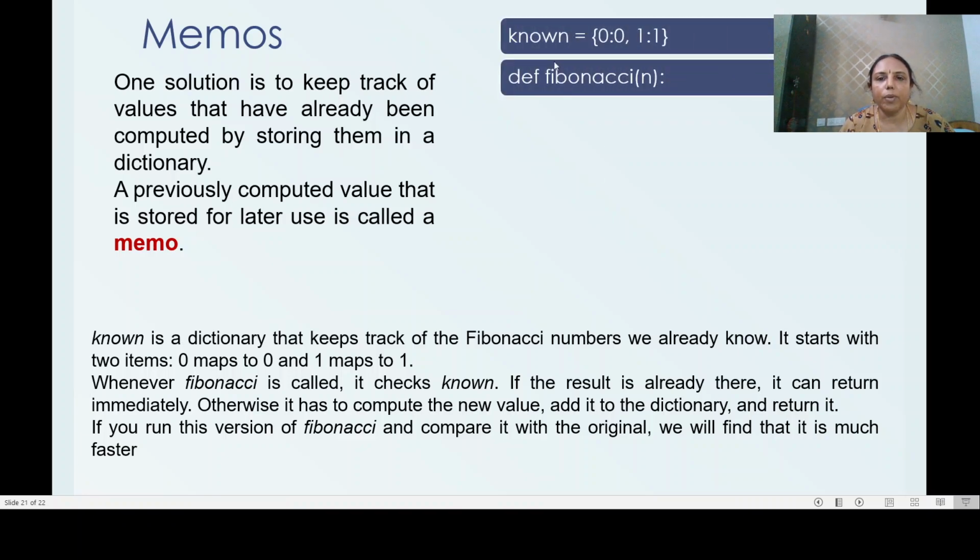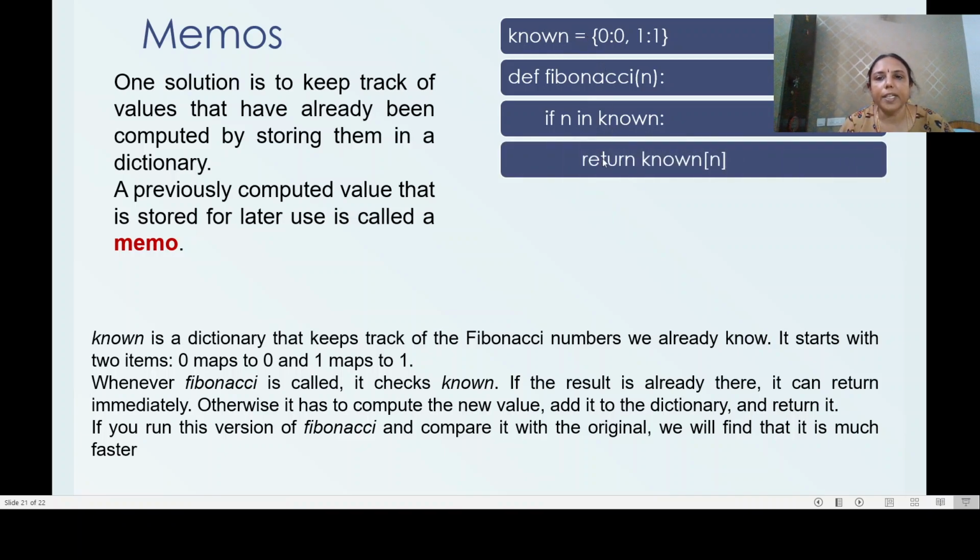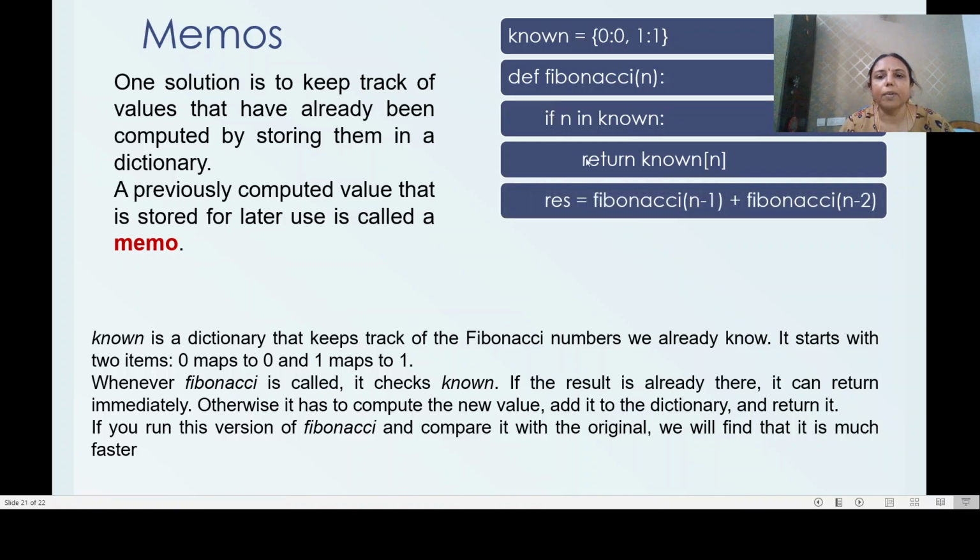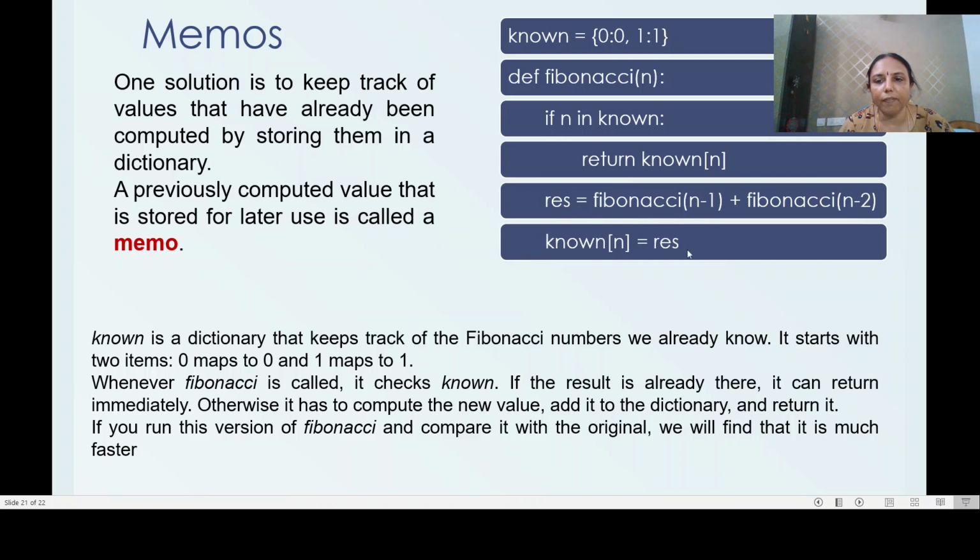Next, you define your Fibonacci of n. Then what you are doing is: if n is in known, if it is already there, no need to recompute. You can just return that value, that is known of n. Else, you compute Fibonacci of n minus 1 plus n minus 2. And when you compute this, you add this value to the dictionary: known of n is equal to res, that is the result.